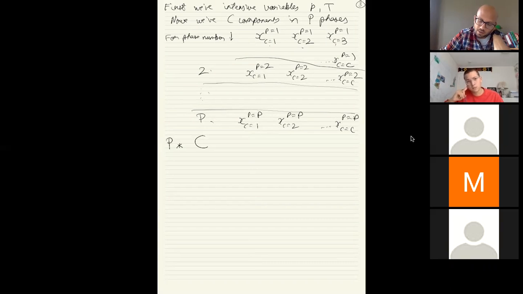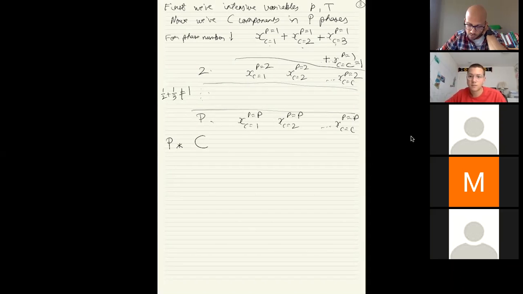But now I have to take into account that in any given phase, these must individually sum up to 1. That's the nice thing about mole fractions, right? They sum up to 1. You cannot vary the mole fractions of a C component system independently. They all must sum up to 1. You cannot have mole fractions that look like half and 1 by 3. Half plus 1 by 3 is not equal to 1.